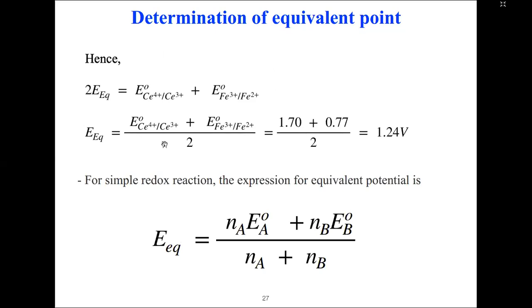Then we get E_EQ is equal to this plus this divided by 2. And these two values are the standard values. If you have noted them, they are 1.70 plus 0.77 divided by 2. So we get 1.24 volts. So the equivalence point for the given reaction will occur at 1.24 volts.